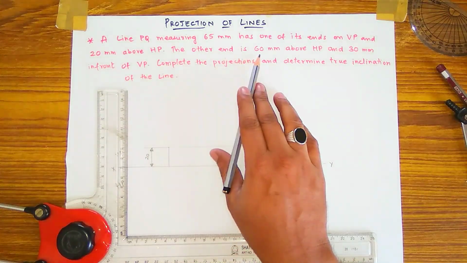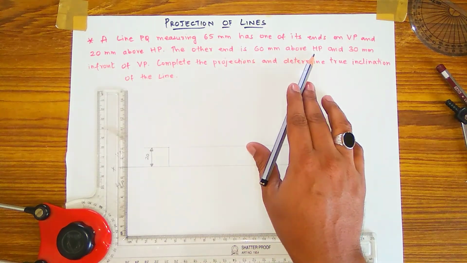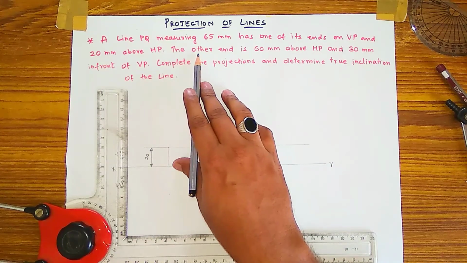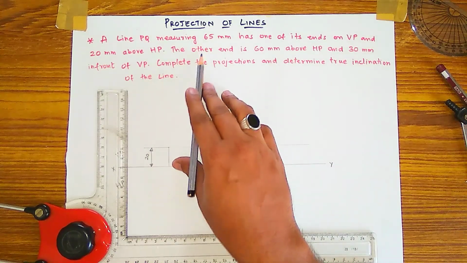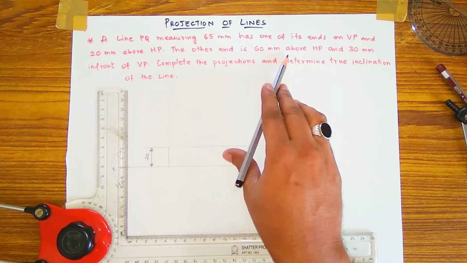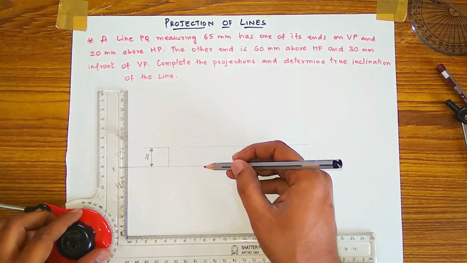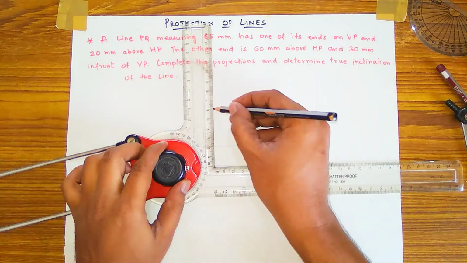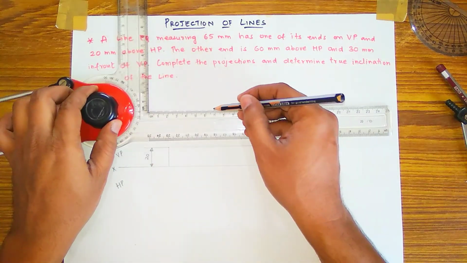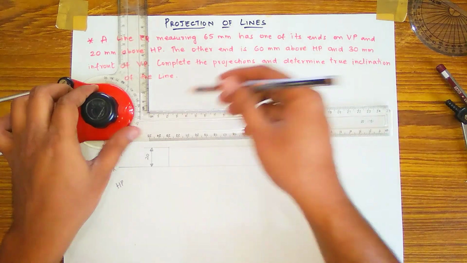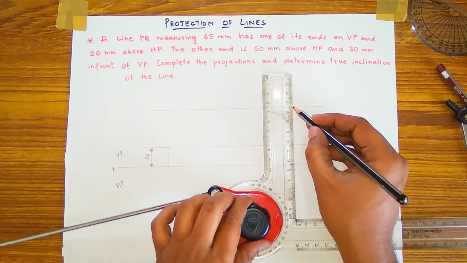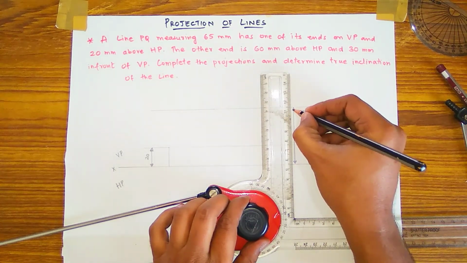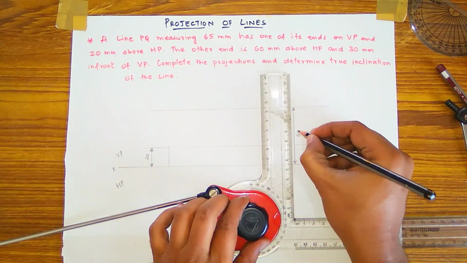The other end is 60 mm above HP. 60 mm above HP means from the XY line you have a 60 mm height like this. I have taken the 60 mm distance and drawn one more locus and shown the dimension of this line, that is 60 mm above.